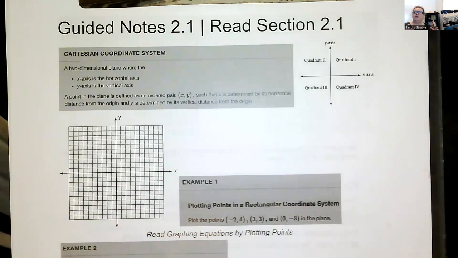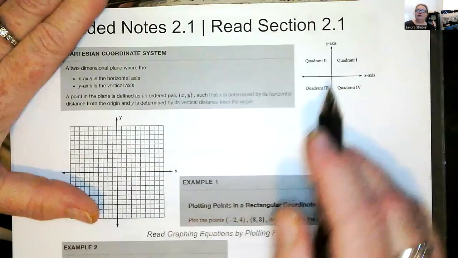Okay, so for the x value, if the x value is negative, you're going to move left from the origin. If the x value is positive, you're going to move to the right. Okay, same thing with the y. If the y value is negative, you're going to go down. And if the y value is positive, you're going to go up. Okay, from the origin yet again.